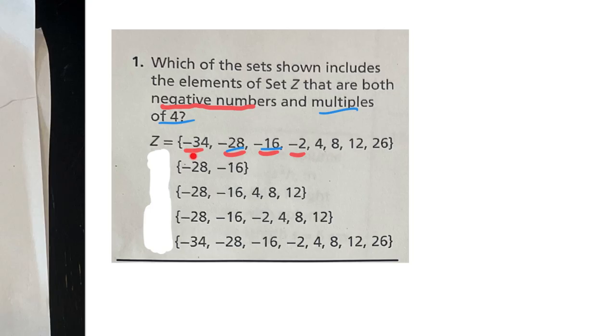Now, negative 34 is not divisible by 4. It is the case that 4 times negative 8 is negative 32, but negative 34 is not divisible by 4. Negative 2 is not divisible by 4 either. So for my student watching, just know that when they say multiple of 4, we're looking for some number that is divisible by 4, you know? Something like 40 would be a multiple of 4, right? Because 40 is divisible by 4, etc. So therefore, this is the answer.